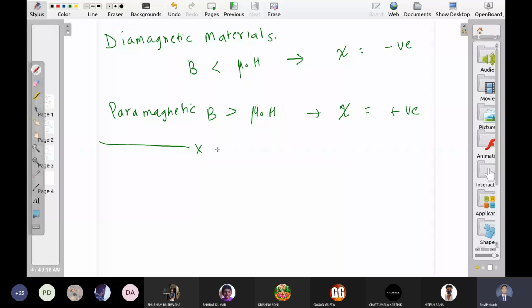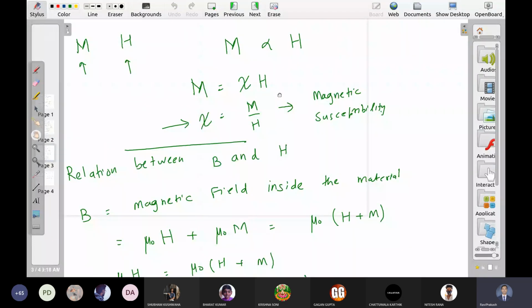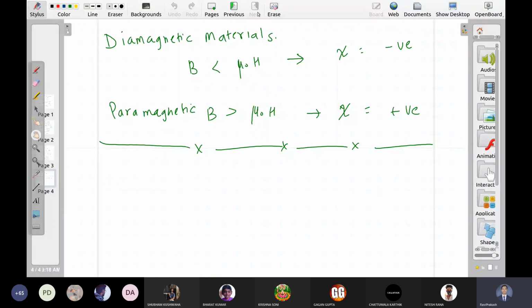We have only defined all this from the experimental observations. What kind of observations? That as we increase the external field, the internal magnetization also increases, and it is proportional. So we define the proportionality constant, right? So all these things are somewhat experimental, but we still do not know why chi is negative.